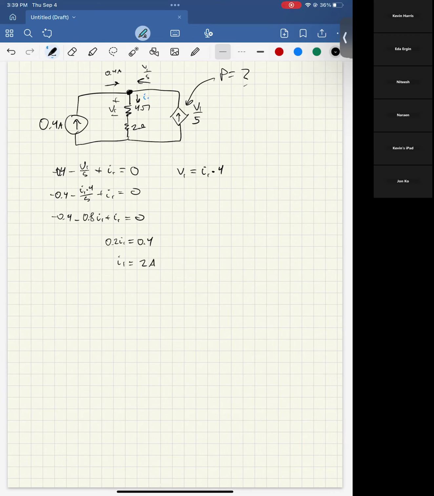Then from that, we can find V1. So V1 would be equal to 2 times 4, which is 8 volts. Then if we want to find this current, it would be 8 over 5, which is 1.6 amps.